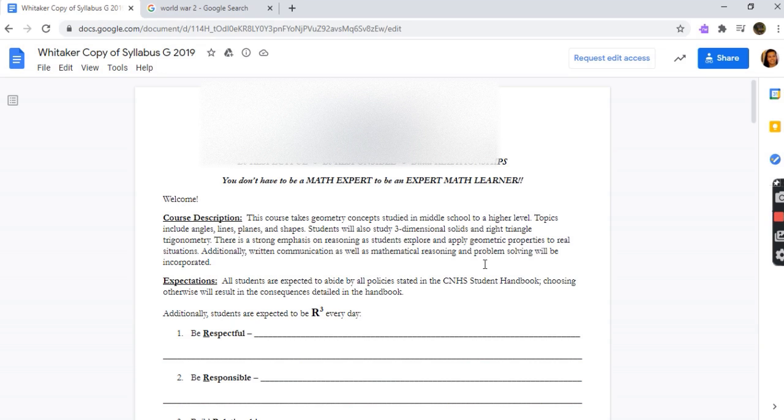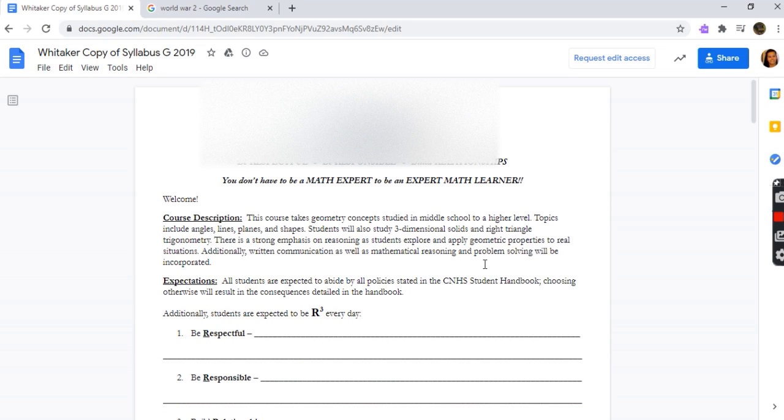This course takes geometry concepts studied in middle school to a higher level. Topics include angles, lines, planes, and shapes. Students will also study three-dimensional solids and right triangle trigonometry. There's a strong emphasis on reasoning as students explore and apply geometric properties to real situations. Additionally, written communication, as well as mathematical reasoning and problem solving, will be incorporated.